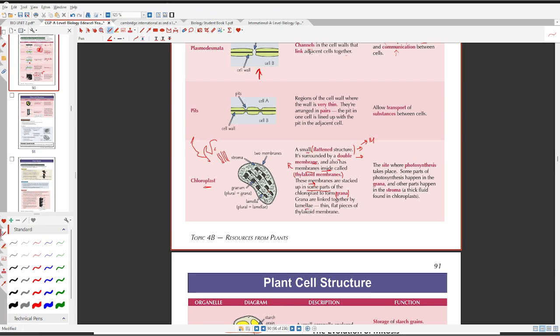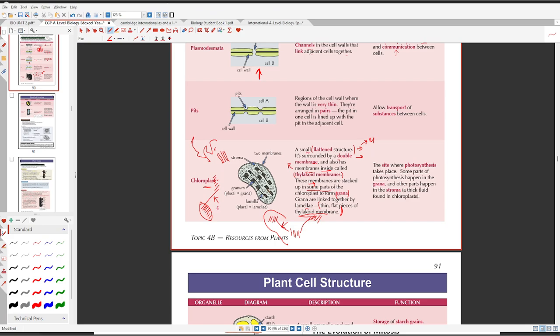Grana are linked together to form lamellae. So when you have multiple grana, you have another granum here, and another here, and you link them together. The thing that links them together is called your lamella. Multiple are lamellae, and a single one of grana is called a granum. Your lamellae is also a membrane. Grana is when you have multiple short membranes stacked up together, and the thing that joins up grana together is your thylakoid membrane.